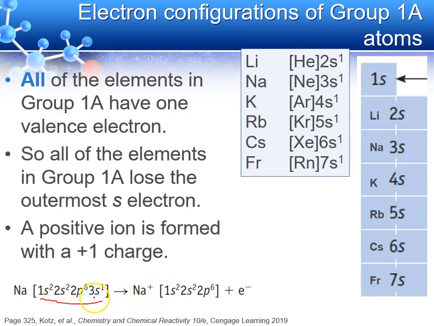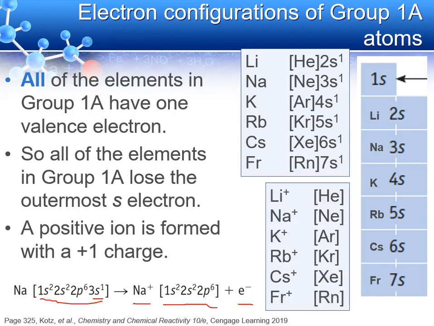But they notice that if you take sodium and then you lose that 3s1 electron, then what you get is a positive sodium ion, and there's the negatively charged electron that's lost. And now you have an electron configuration that's the same as neon. So that means all of them will do this. So lithium, sodium, potassium, rubidium, cesium, and francium all will lose that 1 valence electron, and now their electron configuration is the same as a noble gas. So again, that's something that you memorized before, but now you don't have to.